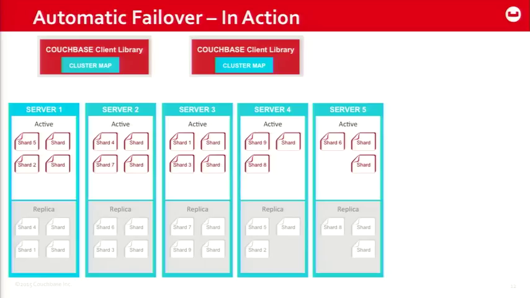At the beginning of the cluster, everything is happy. Your cluster map knows, the client libraries know which partitions are on which machines, and they are talking to them, right? Let's say one of these machines, server 3, is not accessible, right? Clients are trying to reach the server, and they keep getting timeouts, or a particular error message saying the vBucket is not available, right?